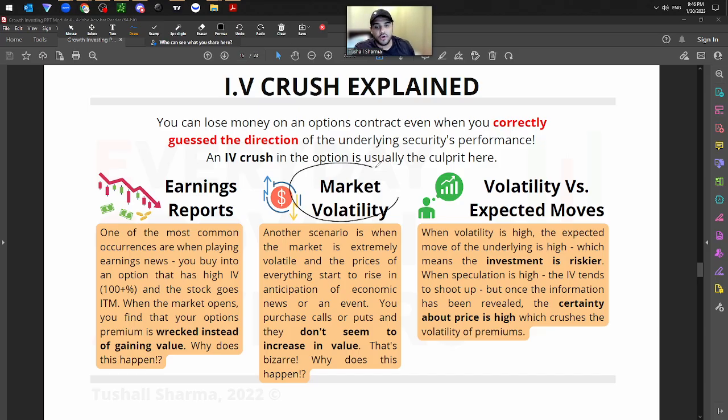Then you also have market volatility. Another scenario is where the market is extremely volatile and the prices and everything start to rise in anticipation of a news event or something. Right now, right? For example, last Friday, market rallied like crazy, right? So then everybody starts to purchase puts and calls, and you realize that sometime in the last week, when you were buying puts and calls, they weren't really gaining that much value, right?